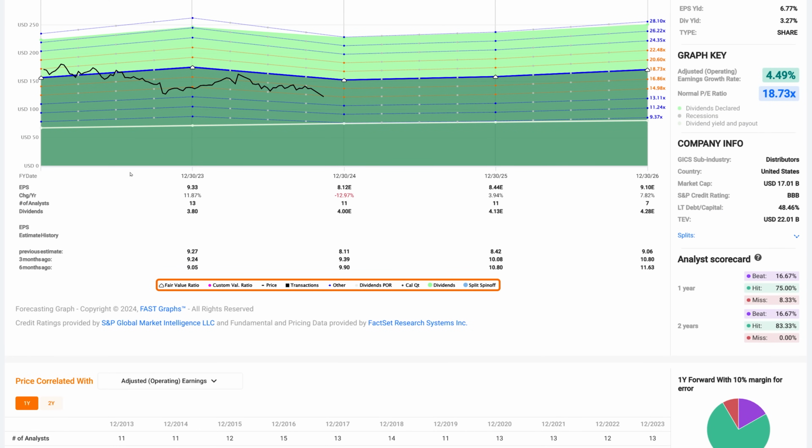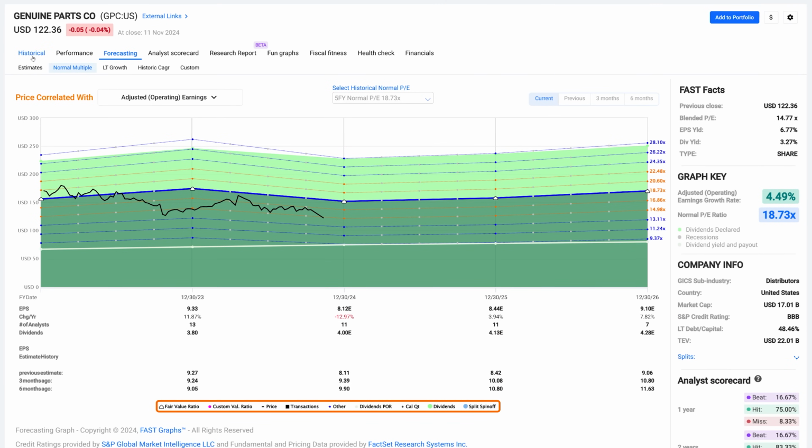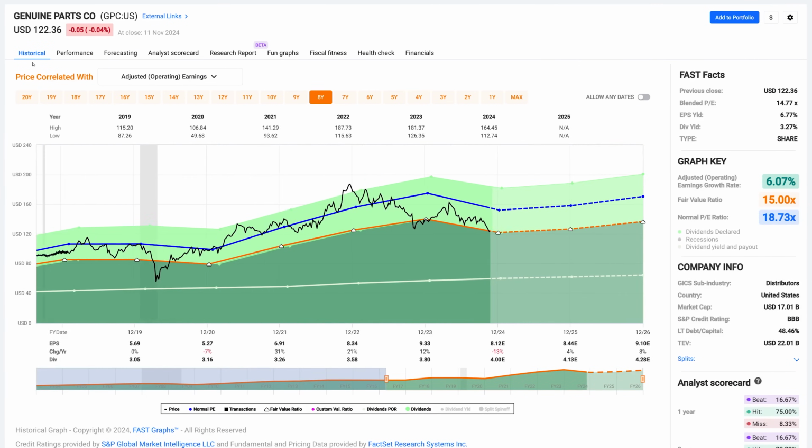Now, I do want you to note, using this tool, that analysts have been lowering their estimate over the last 6 months, 3 months, and then most previously, but then they've raised it again from the last most recent estimate. They were expecting $8.42 for 2025. Now they're saying $8.44. They were expecting $8.11 for 2024, which is coming up in a month or so, and now they're saying $8.12. Again, these numbers are never going to be perfect, but they're always going to be very helpful, hopefully. So that's Genuine Parts.